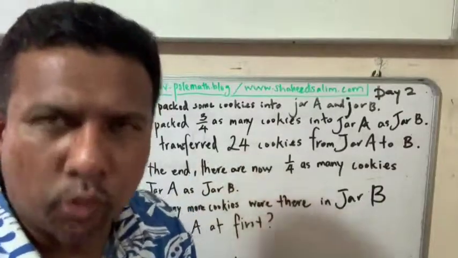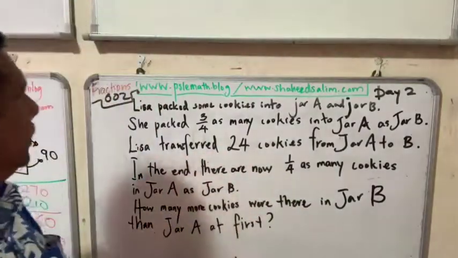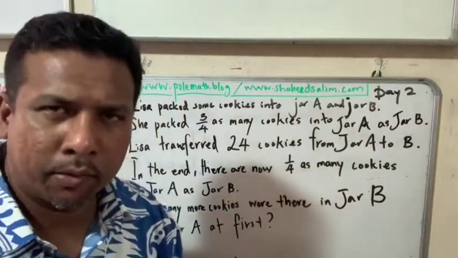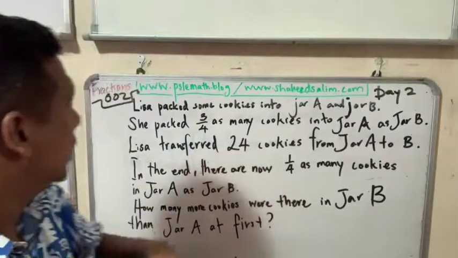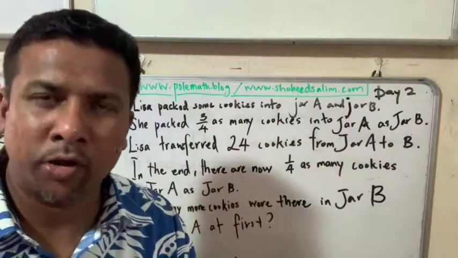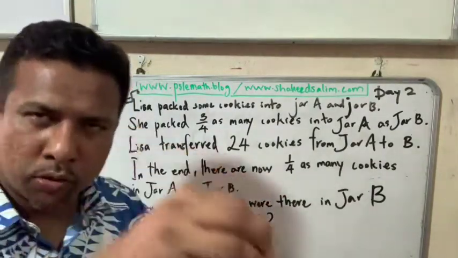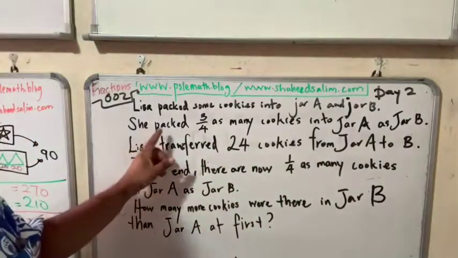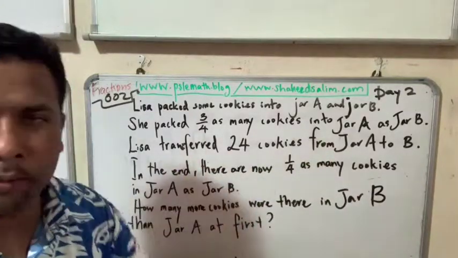Okay, we come to question 2 for fractions. Here we go. Let's read the question and try to get a big picture first, an overall understanding of what the question is all about. Lisa packed some cookies into jar A and jar B. So there are 2 jars. She put some cookies into jar A and some cookies into jar B. She packed 3/4 as many cookies into jar A as jar B.